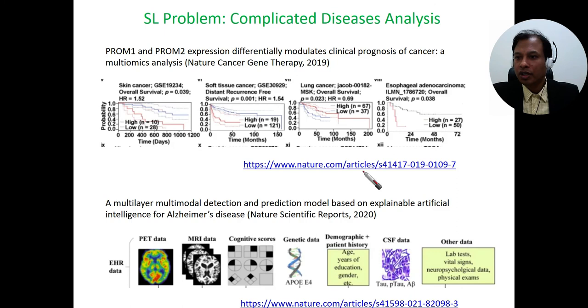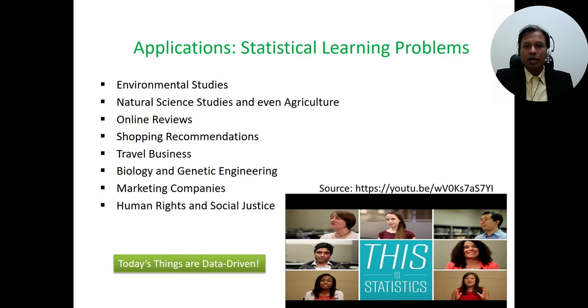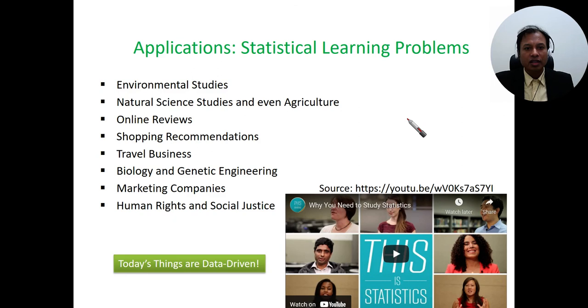Okay, so now let's see, sometimes I actually use these slides. So statistical learning problems is really huge. We can apply it in environmental studies, natural science, online reviews, shopping recommendations, travel business, biology, engineering that I explained, marketing companies, human rights and social justice.